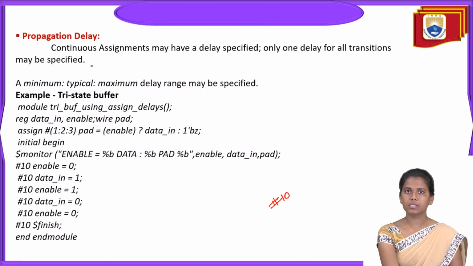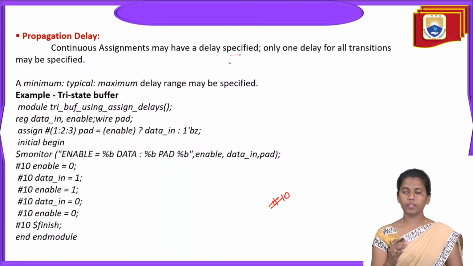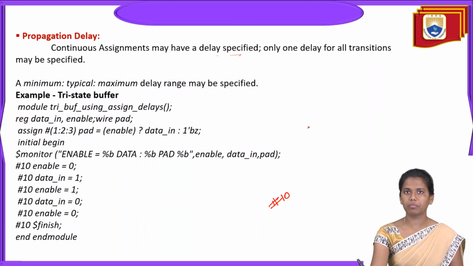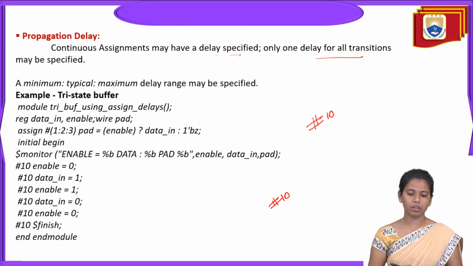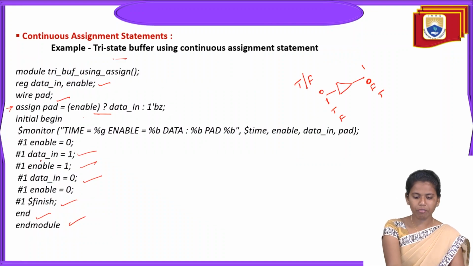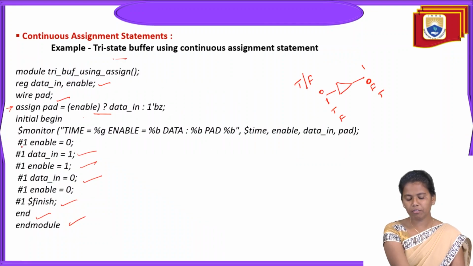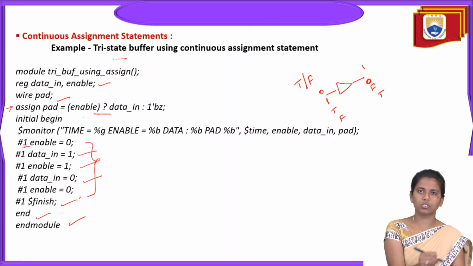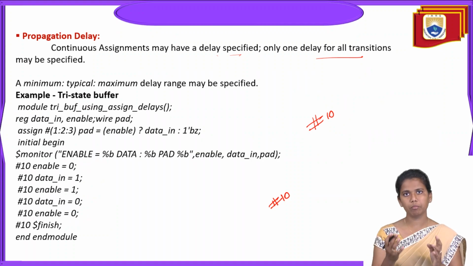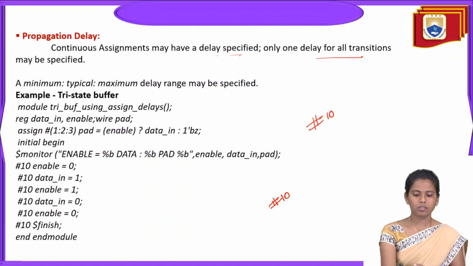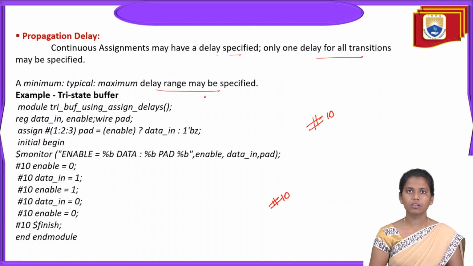Here, continuous assignments may have a delay specified. In the previous example that we considered in the tri-state buffer, for each input the 10 nanoseconds of delay is observed. The continuous assignment statement can specify a delay at any time, and only one delay for all transactions may be specified, right? So here if you observe, only one delay, 1 nanosecond of delay, is observed for all the transactions, right? This is an example where we see the maximum delay range may be specified.